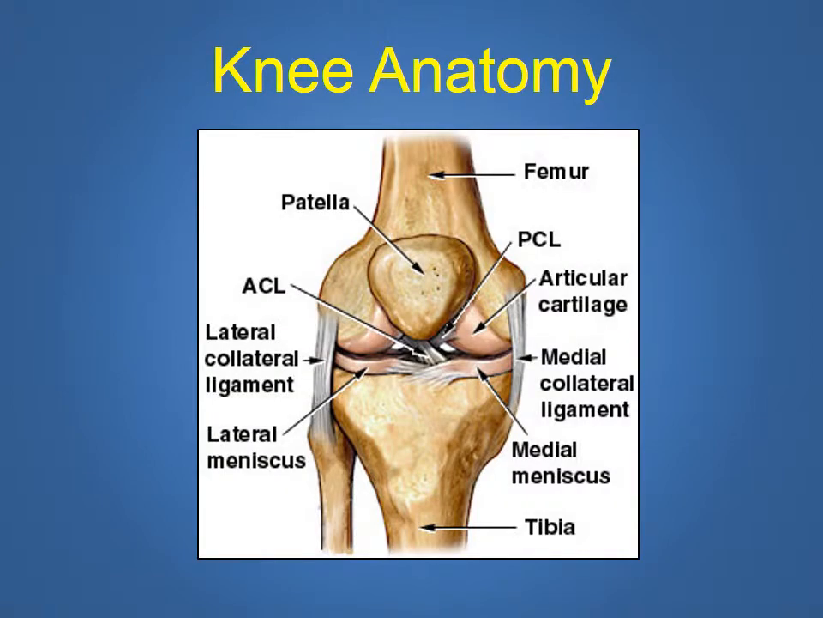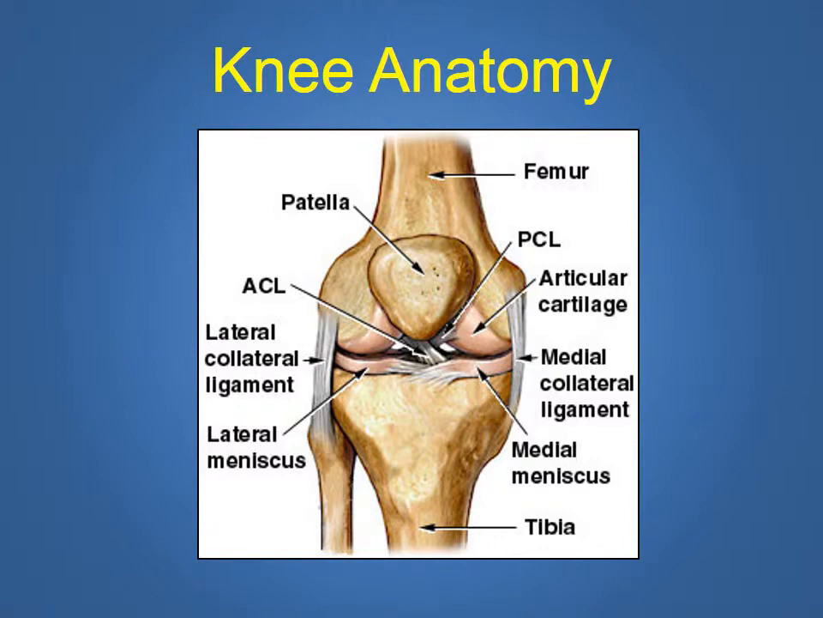In order to understand meniscus tears, let us first talk about normal knee anatomy. The knee joint includes the thigh bone, called the femur, the shin bone, known as the tibia, a small bone along the outside of the shin, called the fibula, and the kneecap, known as the patella.